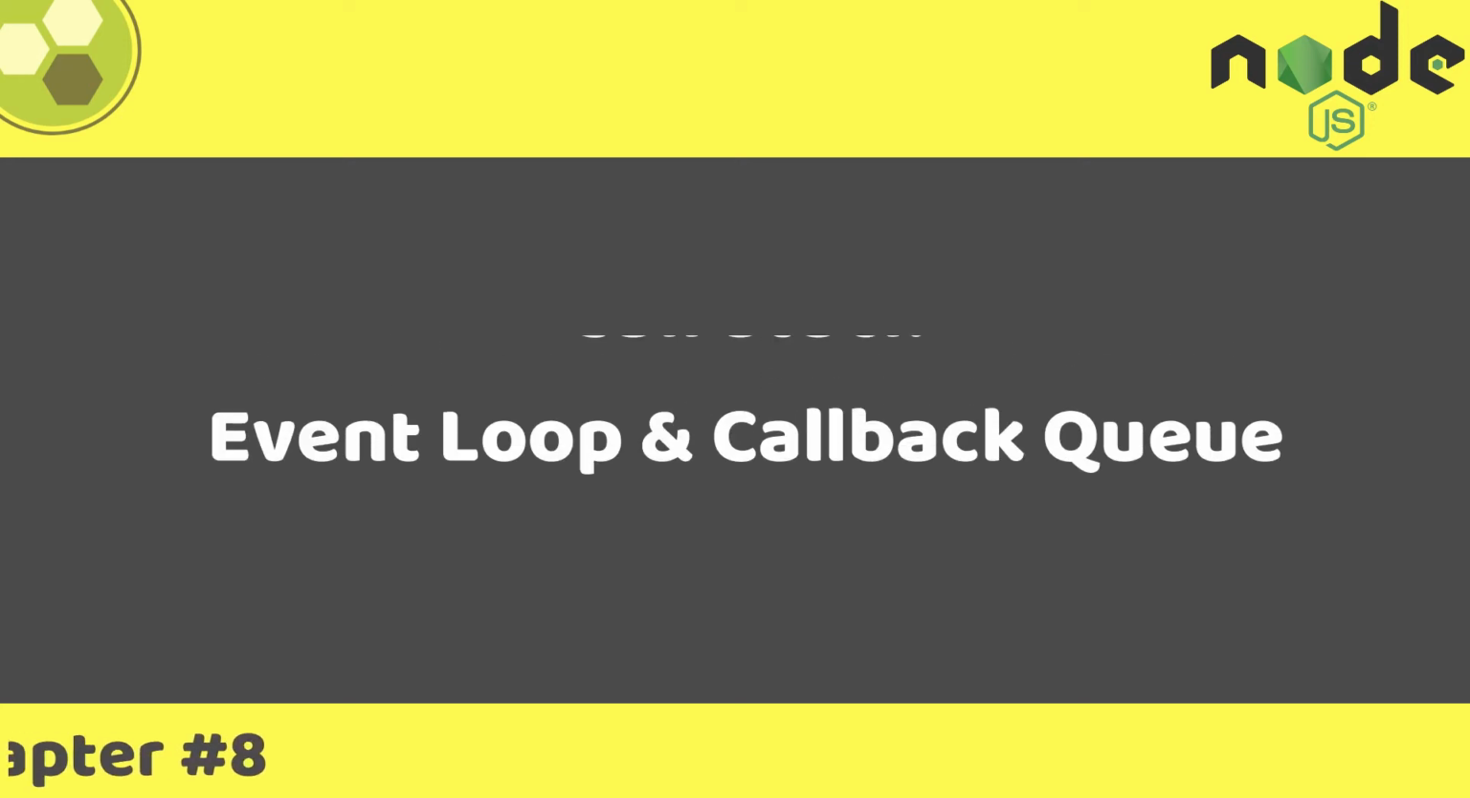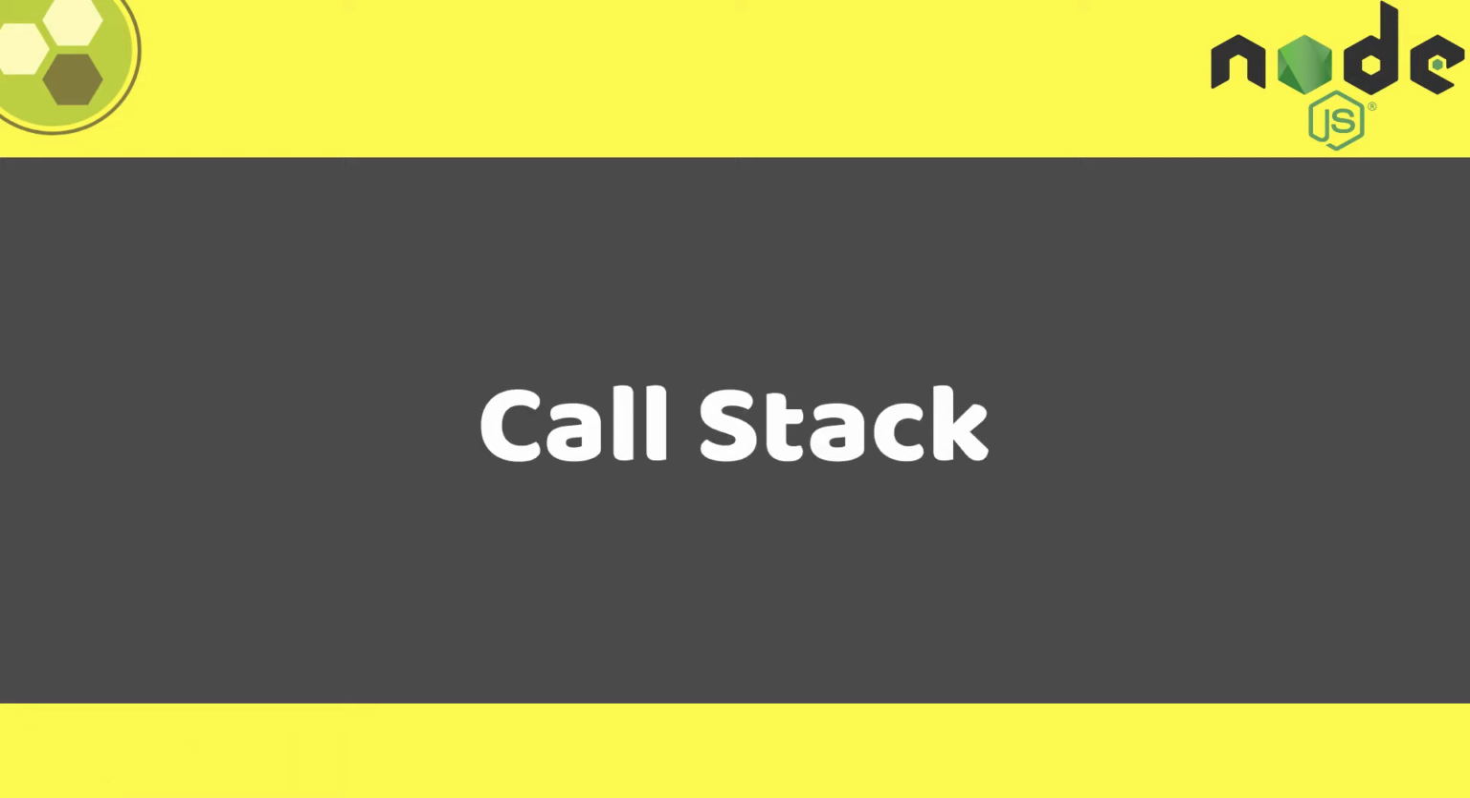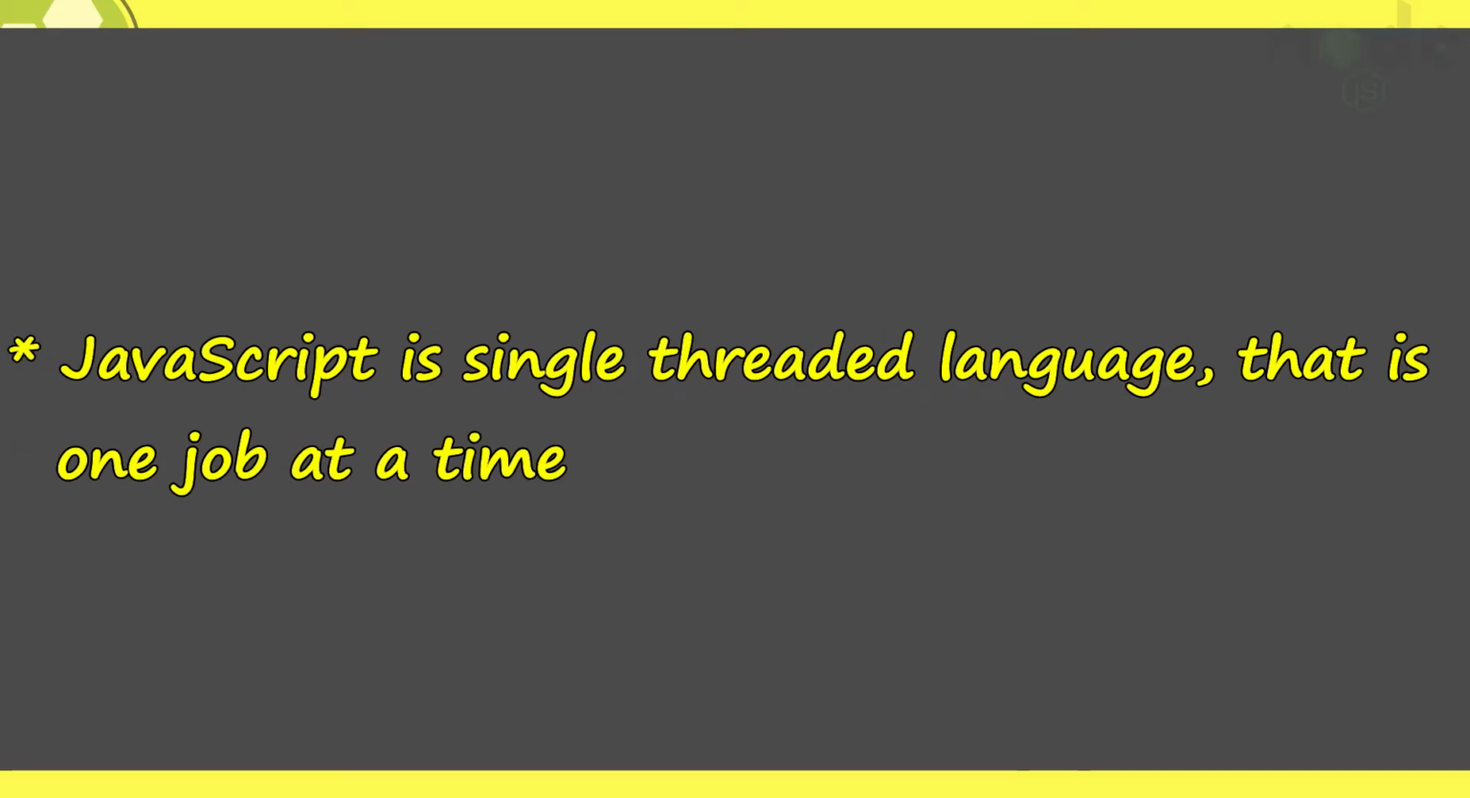Hi everyone. In this section, we are going to discuss one of the very important behaviors of JavaScript execution, that is callback queue, event loop, and call stack as well. So let's begin with call stack first. Well, JavaScript is a single-threaded programming language. That means there is only one main stack where all the lines are getting pushed and popped out.